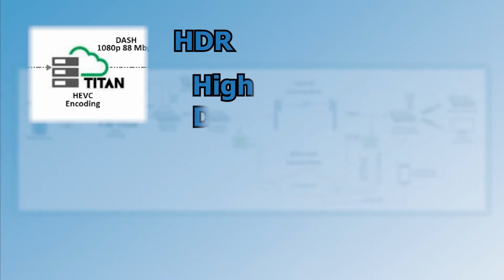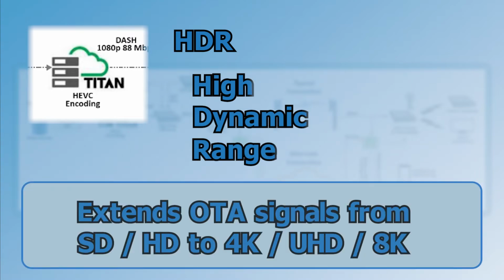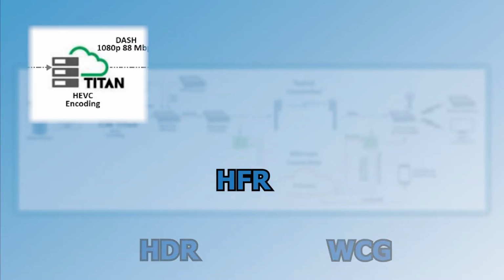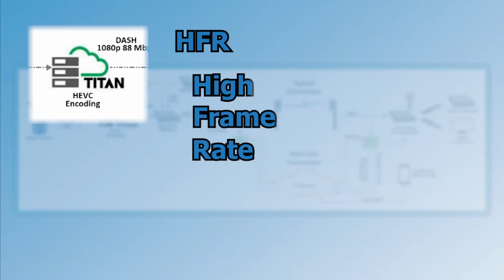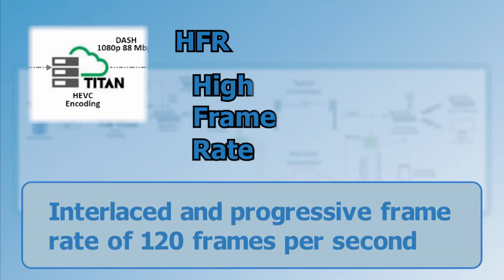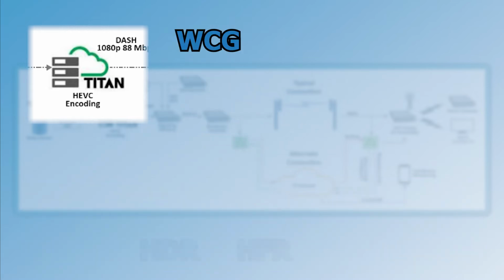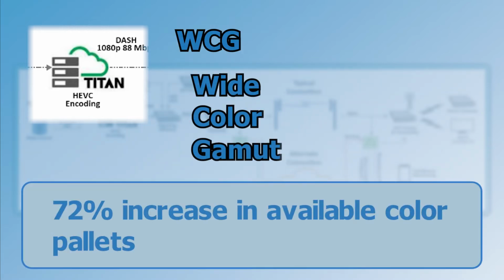HDR is high dynamic range, which extends OTA signals from SD and HD resolutions up to 4K/UHD or 8K. HFR is high frame rate with up to 120 frames per second, both interlaced and progressive formats. WCG is wide color gamut that enables 8, 10, or 12 bits per sample and provides a 72% increase in the available color palettes.